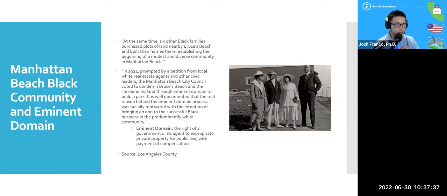Now, you might hear that and say, well, what's eminent domain? So eminent domain is the right of a government or its agent to expropriate private property for public use with payment for compensation. In other words, the city of Manhattan Beach, as a local government, has the power of exercising eminent domain, which basically is a taking of private property and bringing it to a public use. And the argument that the city council probably or apparently made at the time was, we're going to take this land and we're going to turn it into a public park.